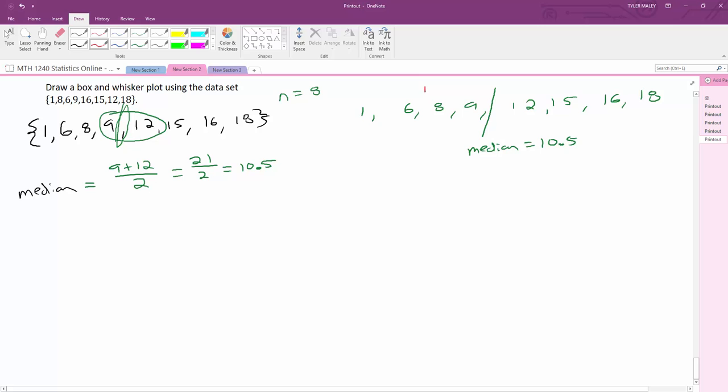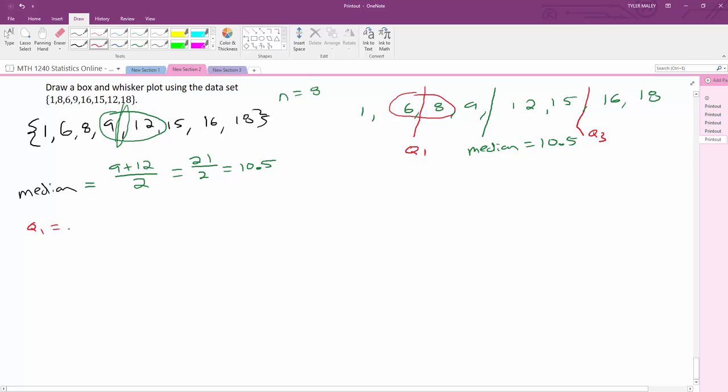So Q1 is going to be the median of the lower half, right? So to the left of the green line. And Q3 is the median of the upper half, right? So to the right of the green line, or the right of the median. So this is Q3. So we need to find those. So Q1 is going to be the average of 6 and 8.